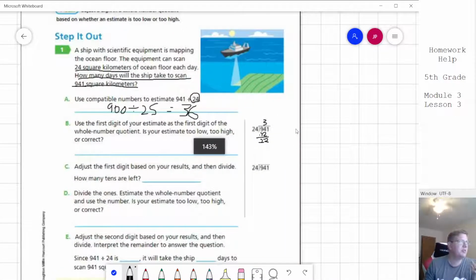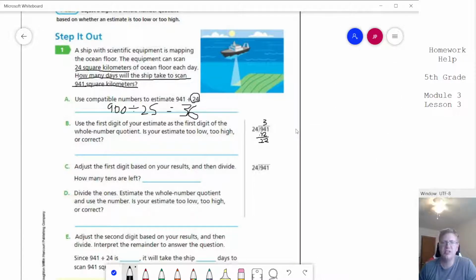So those are the things that we're going to be looking at when we're doing this. When we're multiplying, do we go past our number that we're supposed to? Or do we pick a number that's too small and we have too much left over, to where we need to add another group or more than one group, to where when we subtract we get an appropriate answer for that? So the estimate was correct. I'm just going to put C for that. Adjust the first digit and then divide. Well, we already did that. We don't need to change anything.